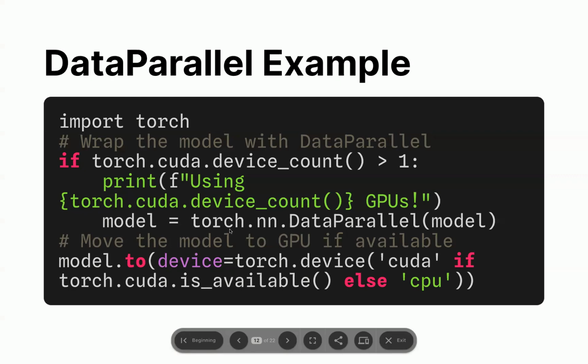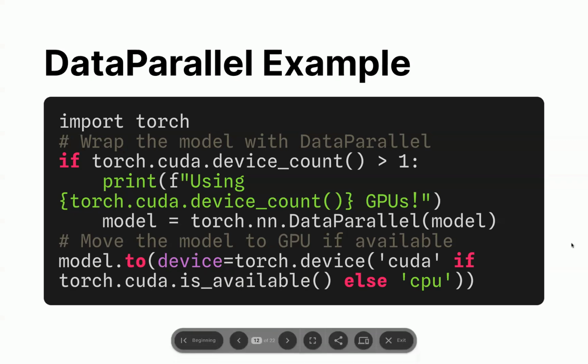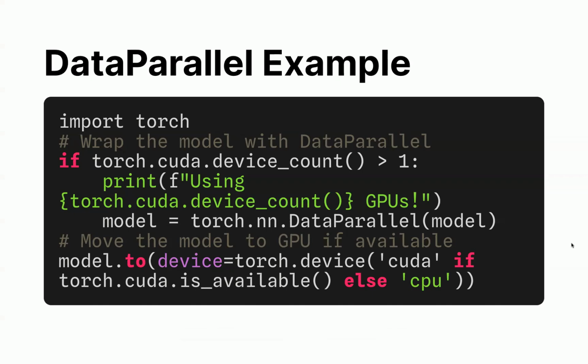So this is an example of how to implement data parallel. Basically, we're just wrapping the model with torch.nn data parallel, and then we send the model to device. So it's a few line add, and it can improve the efficiency of your training.